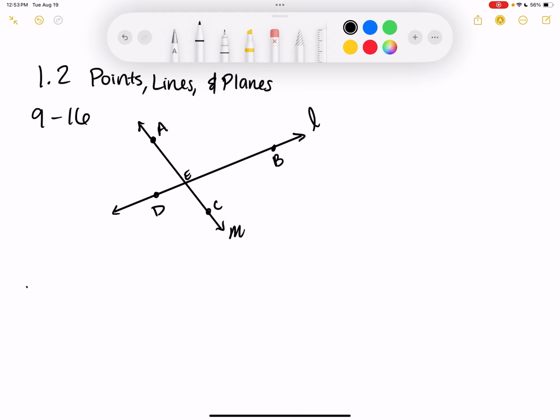All right, so number 10. A, B, and C are collinear. So we're looking at, are the points A, B, and C on the same line? No, they are not. So you got one here, and one here. So they are not collinear, so this would be false.